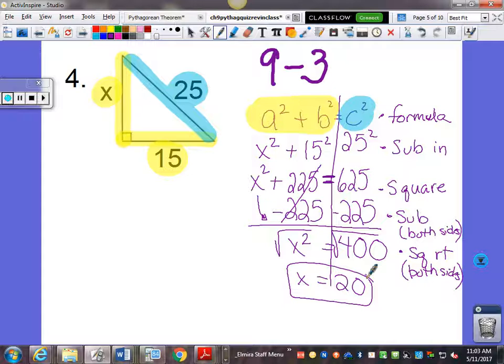Okay, so those are your 5 main steps. Each step on your quiz is going to be a point for the formula, a point for subbing in, a point for squaring, a point for subtracting, that looks like, okay, a point for square root on both sides, okay? So that's lesson 9.3.